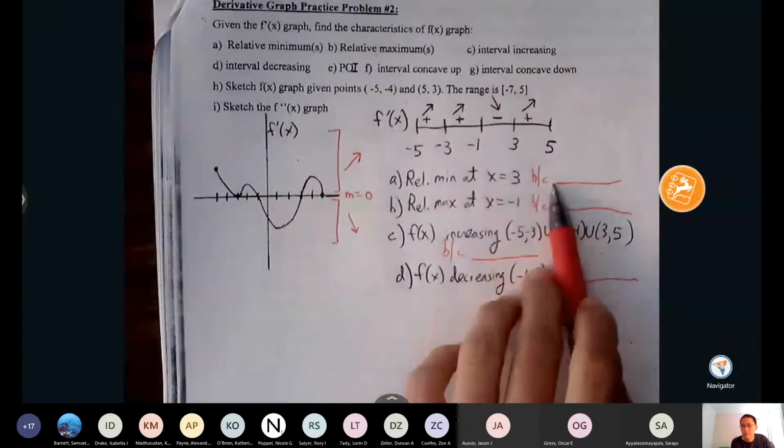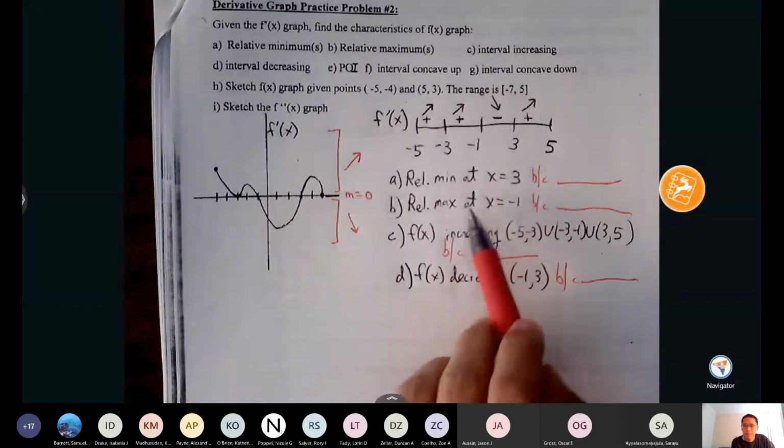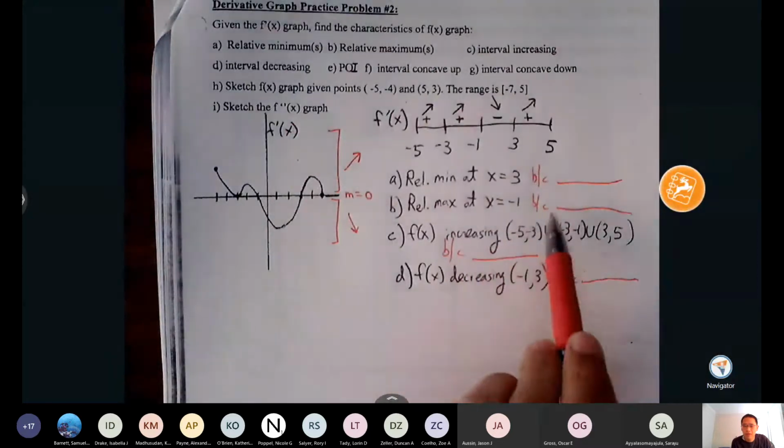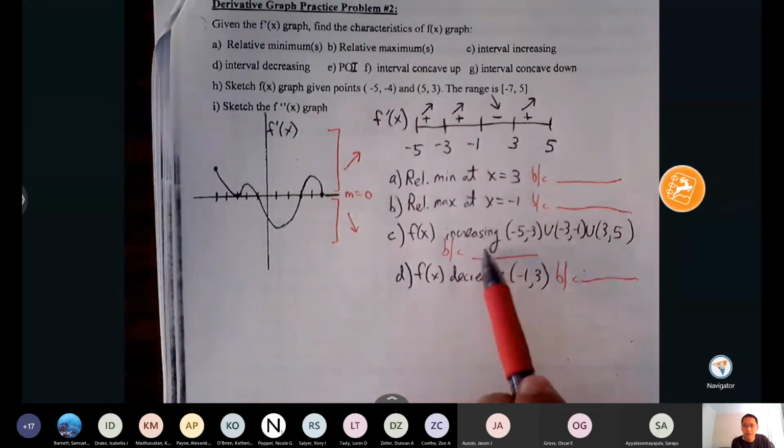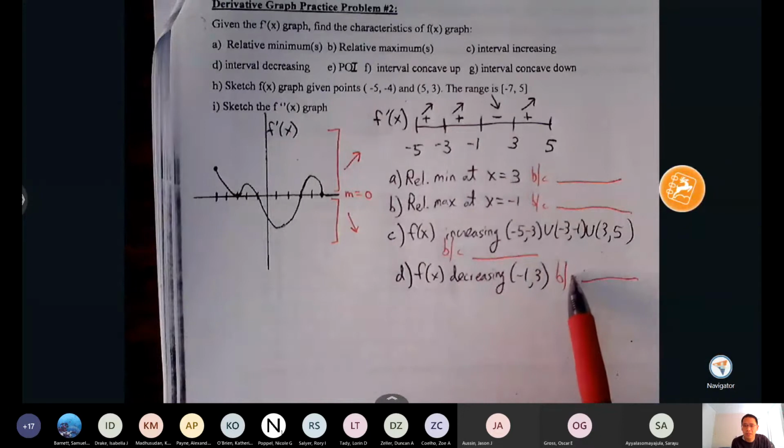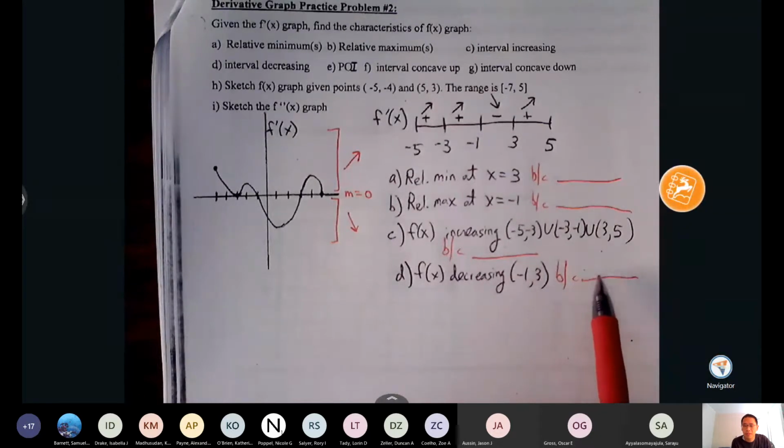So relative min, because f prime changes from negative to positive. Relative max, because f prime changes from positive to negative. Increasing, because f prime is greater than 0, sorry. And then f is decreasing, because f prime is less than 0.